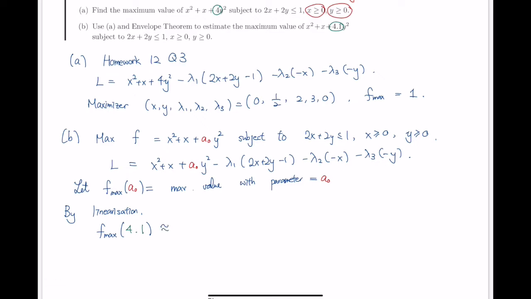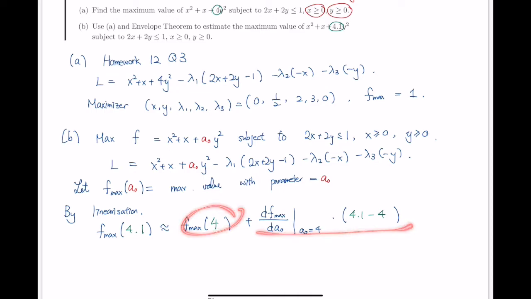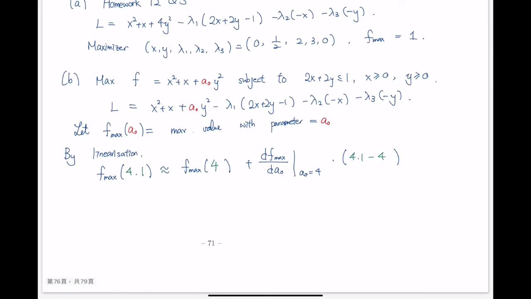And this approximately equals f max at the given initial parameter 4, plus the derivative of the maximum value function with respect to your parameter, evaluated at your initial parameter, times 4.1 minus 4. So this is how you do linearization. And now you just need to figure out what these are, okay? In particular, to calculate the derivative, we're going to use the envelope theorem.